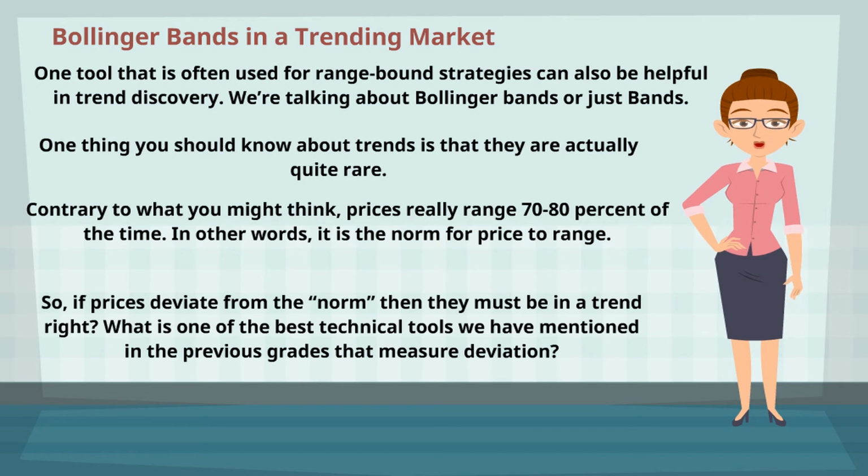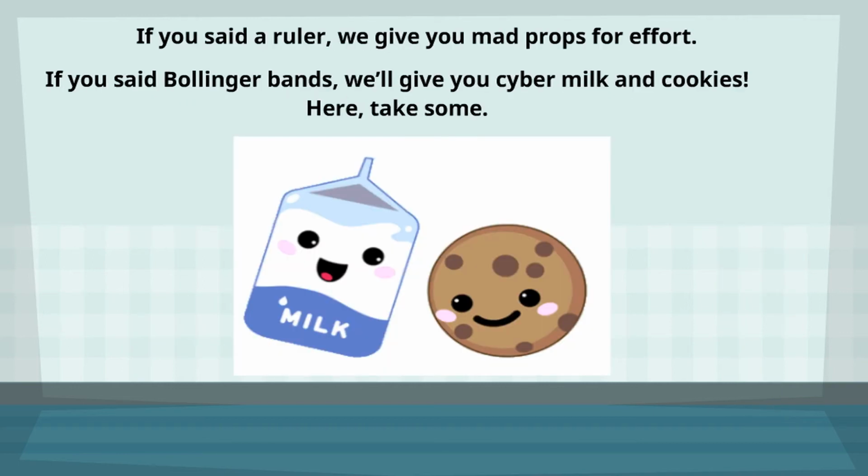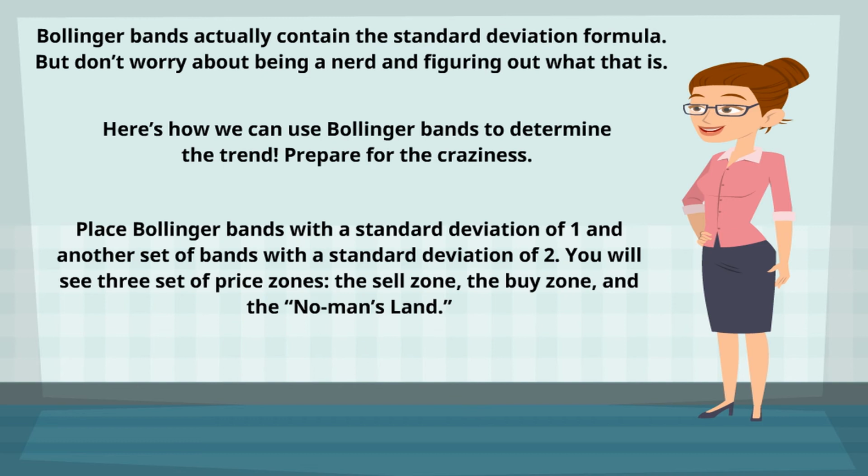So, if prices deviate from the norm, then they must be in a trend, right? What is one of the best technical tools we have mentioned in the previous grades that measure deviation? If you said a ruler, we give you mad props for effort. If you said Bollinger Bands, we'll give you cyber milk and cookies. Here, take some. Bollinger Bands actually contain the standard deviation formula. But don't worry about being a nerd and figuring out what that is. Here's how we can use Bollinger Bands to determine the trend.